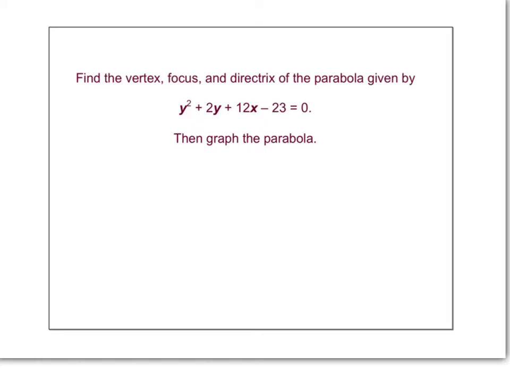So we want to find the vertex, focus, and directrix of the parabola given by the following equation: y squared plus 2y plus 12x minus 23 equals 0. Then we're going to graph the parabola.